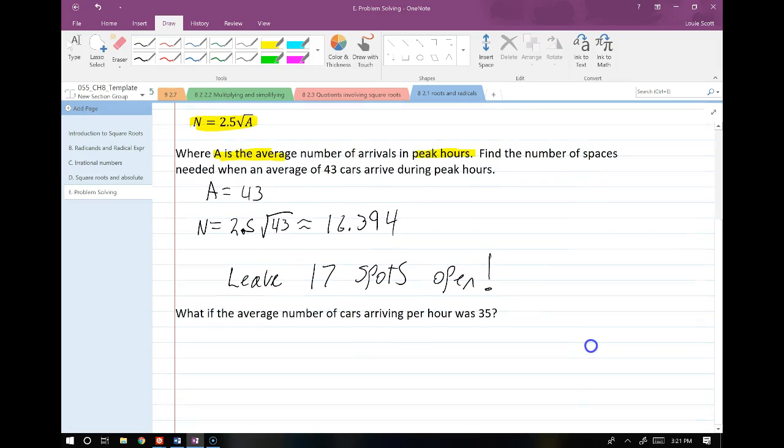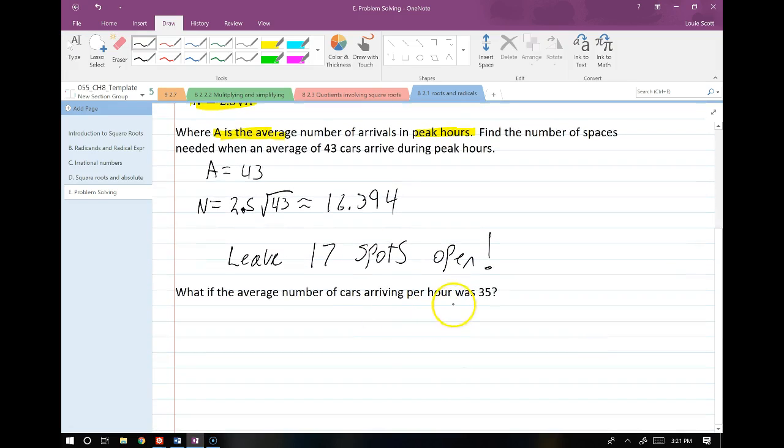Okay. Let's do this for what if the average number of cars was 35 instead. Then we'd have n equals 2.5 times the root of 35. Why do I keep doing that? It's times the root of 35 instead. So let's see this: 2.5 times... Well, I got about 14.8, we'll say. Anybody else get something like that?